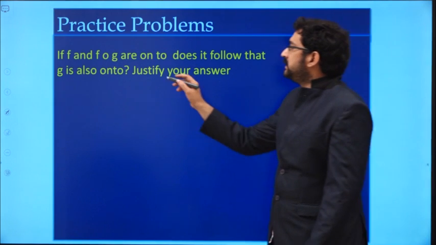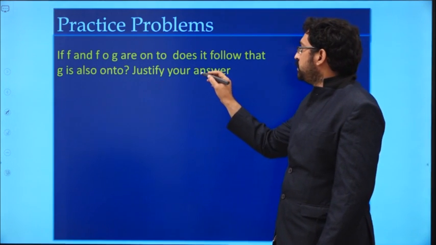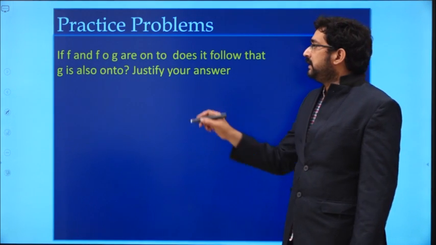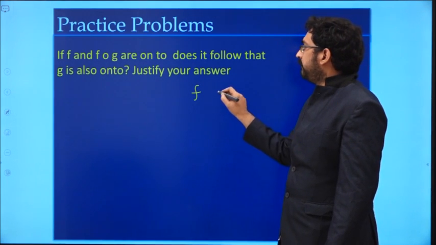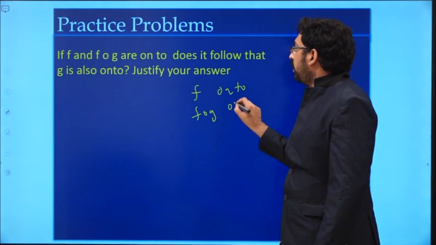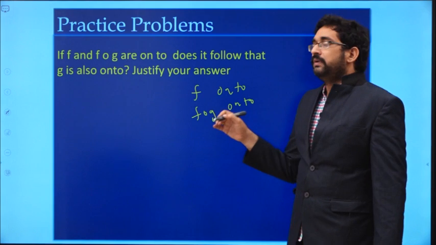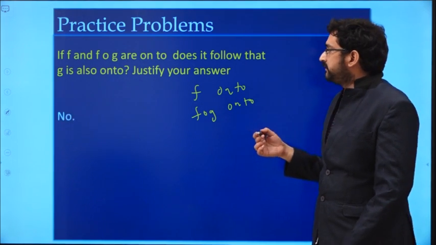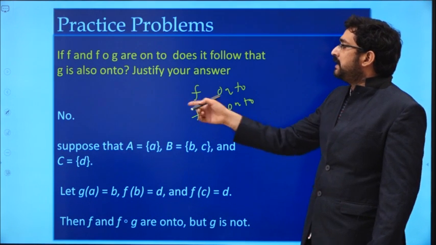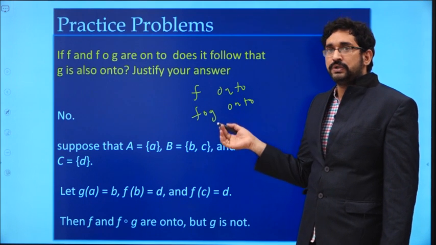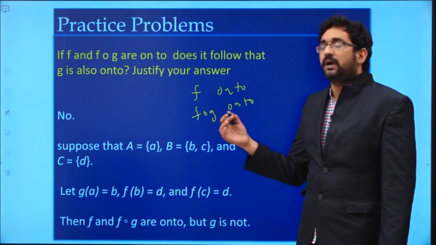So here the problem is: if f and f circle g are onto functions, does it follow that g is also onto? Here what is given? f is onto. Similarly, f circle g is also onto. We have to check whether g is also onto or not, and justify the answer. Here the answer is no. That means even if f and f circle g are onto, g need not be onto.